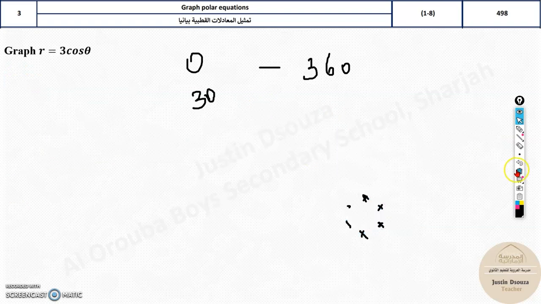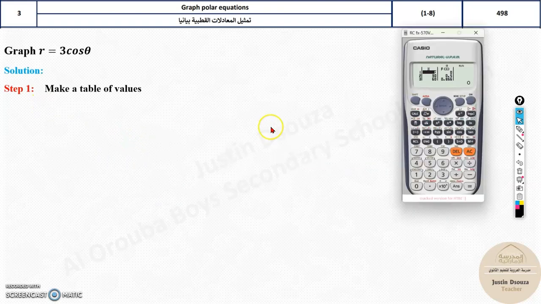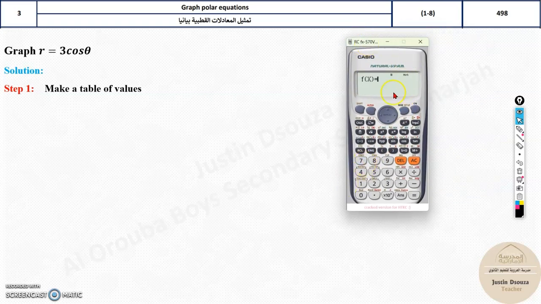Now, you can try this graphing by yourself. Pause the video, graph it by yourself, and then check the answer. So now we will check this answer. Over here, we need to make the table of values. Let's use our calculator. Now mode, if you press on, it'll go back to the same mode, that is mode table, mode and 7. And now let's type 3 cos x because theta is unknown. And now you press equal to, don't type anything over here.